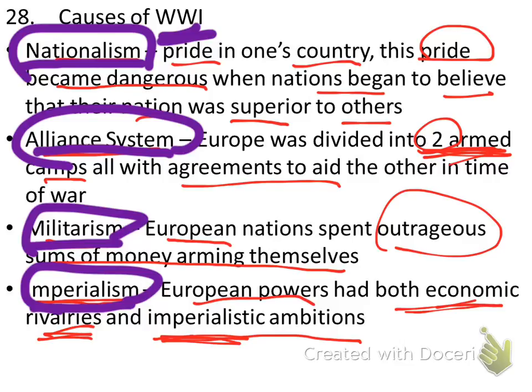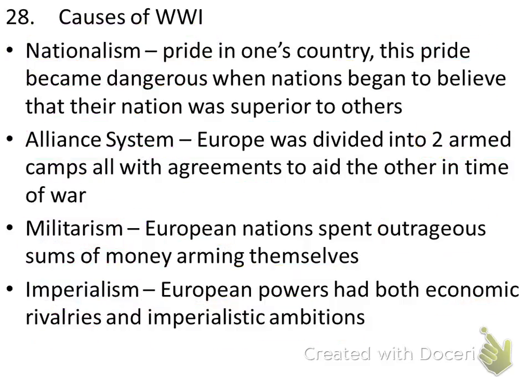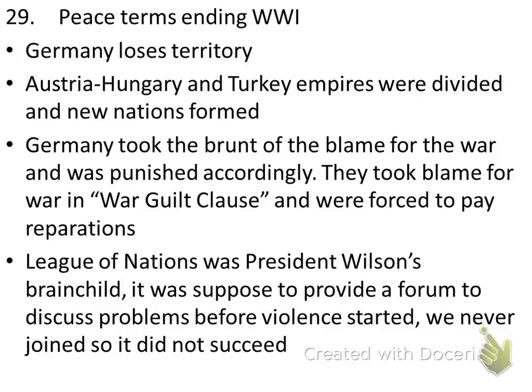Let's move on to our last slide. The peace terms ending World War I. Now, we know it's the Treaty of Versailles. We talked about that already, but let's take a look at some of the things that were a part of it. Okay? So let us start. Peace terms, number 29. Germany loses territory.